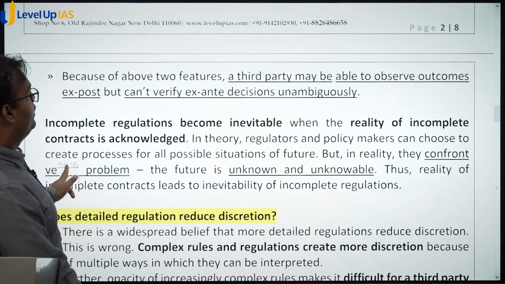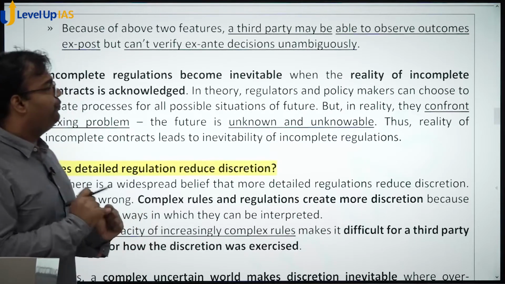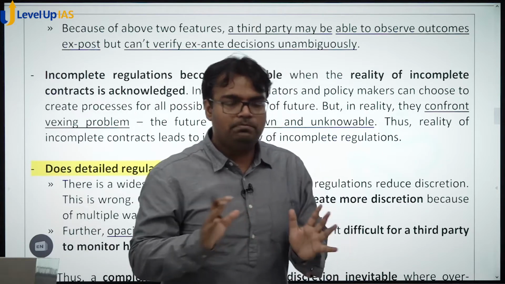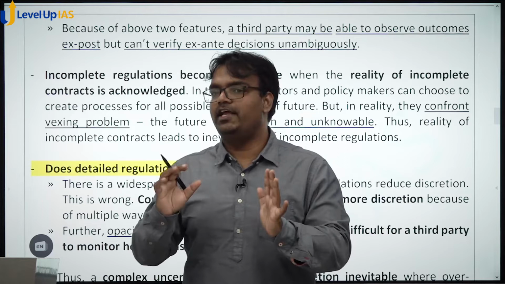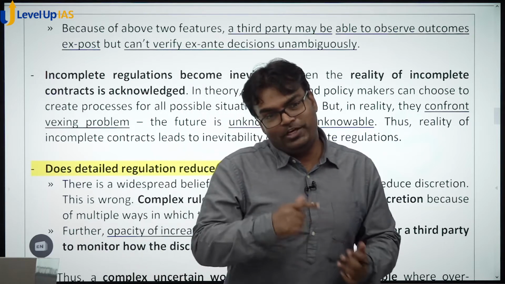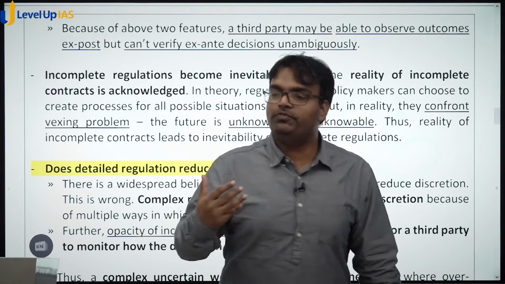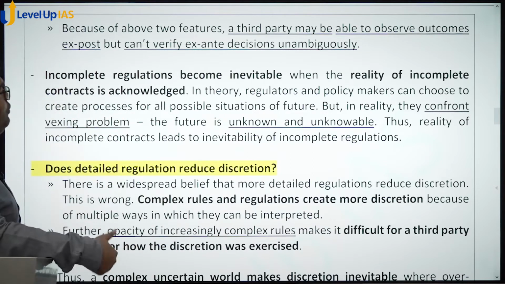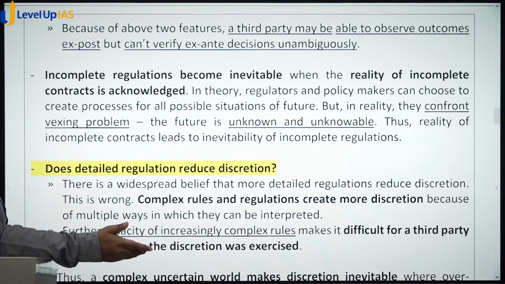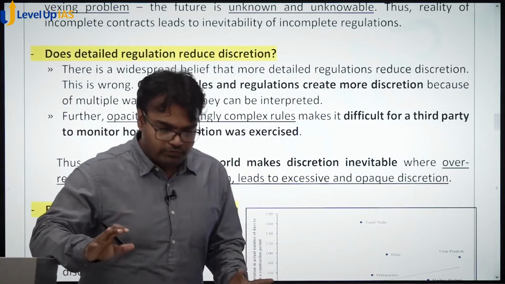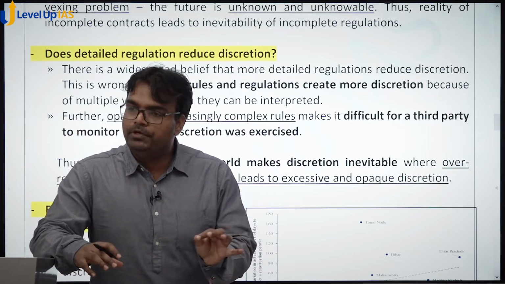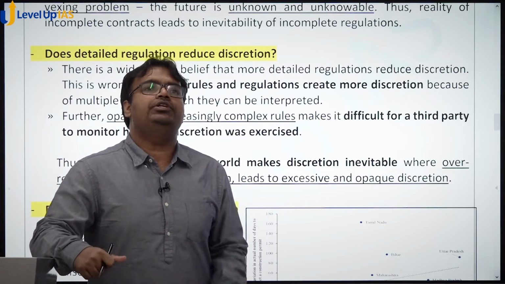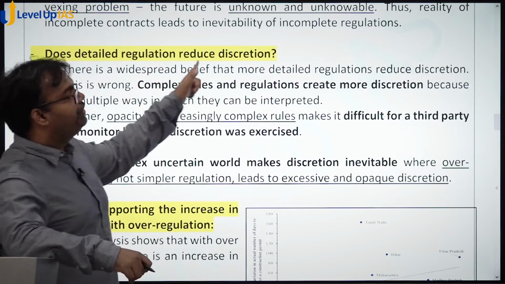And if incomplete contract is reality, contract will never be complete. If incomplete contract is a reality, it means regulations would also be incomplete. Because in regulations, we are trying to cover all the aspects, all the dimensions. So regulations will also be incomplete. Fine. So what we have covered is that incomplete contracts and incomplete regulations are inevitable. But now a question comes: does detailed regulation reduce discretion?